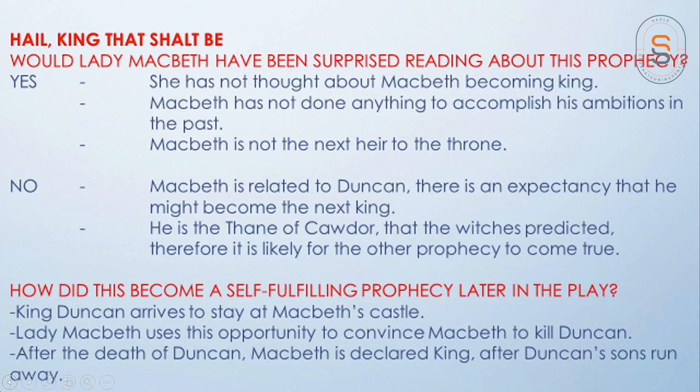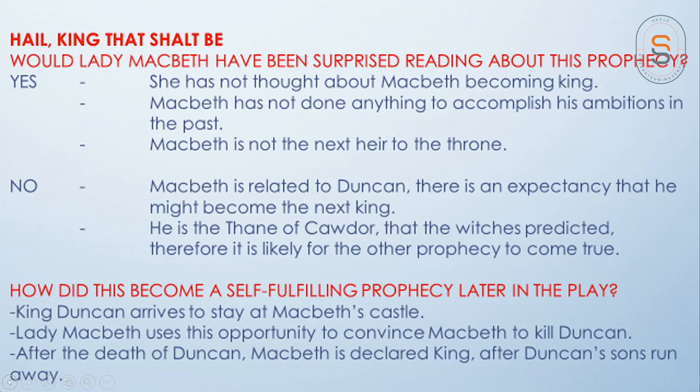Then how did this, Hail King shall be, become a self-fulfilling prophecy later in the play? Remember, self-fulfilling means something comes true as a result of your own actions. Now the answer, King Duncan arrives to stay at Macbeth's castle. Give me all the information surrounding this. Lady Macbeth uses this opportunity to convince Macbeth to kill Duncan. After the death of Duncan, Macbeth is declared king after Duncan's sons run away.